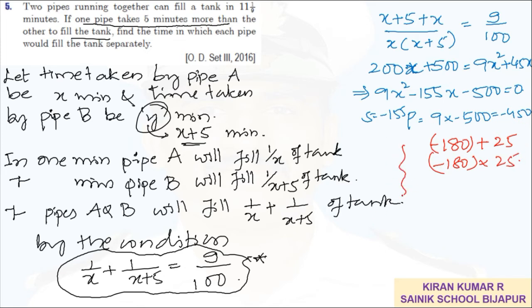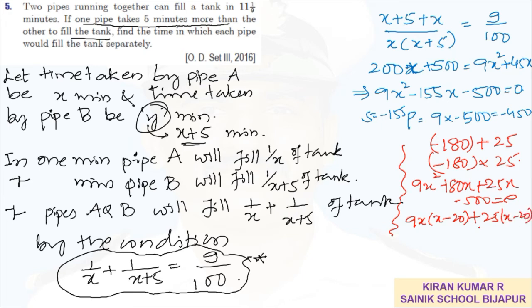Therefore, the given equation is 9x² with the middle term split as minus 180x + 25x - 500 = 0. Group them, we get 9x common, x - 20, plus 25 common, x - 20 equal to 0. So x value will be positive 20 or negative 25/9.